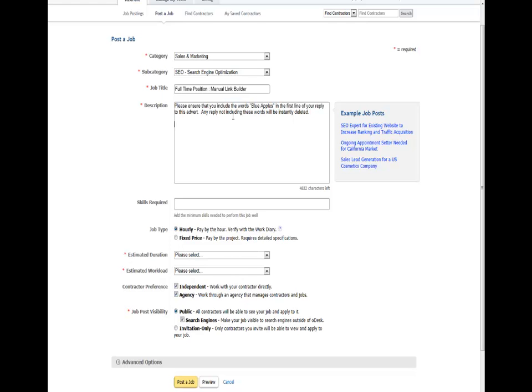So what I do is I put something like this in. It says, please ensure that you include the words blue apples. You can have any word there you want, anything you want. In the first line of your reply to this advert, any reply not including these words will be instantly deleted.